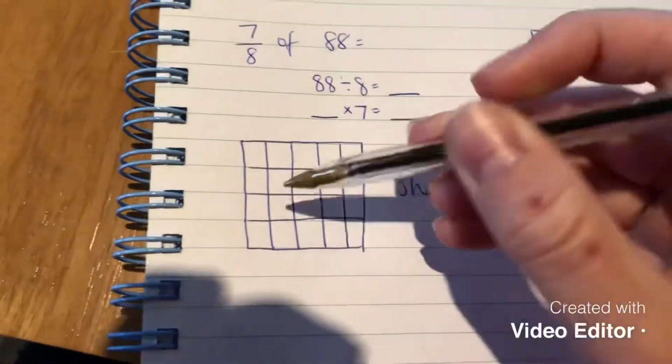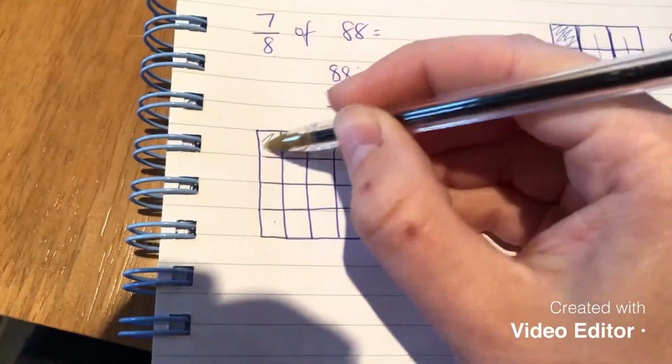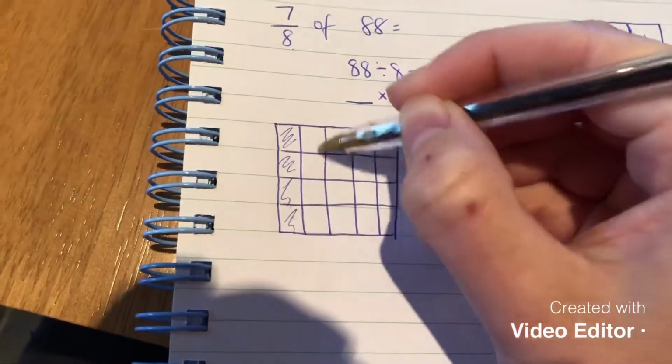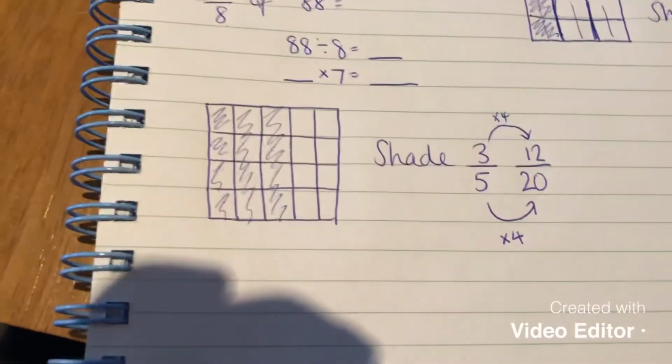So I'm going to think about 1, 2, 3, 4. I'm going to do 4s. I know that 3 4s make 12. So I'm just going to shade all of that column, all of that column, and all of that column.